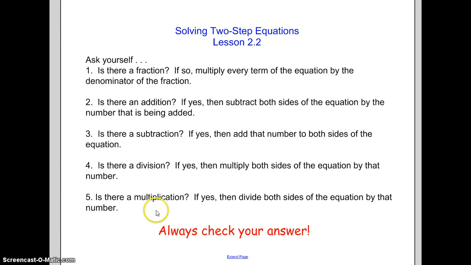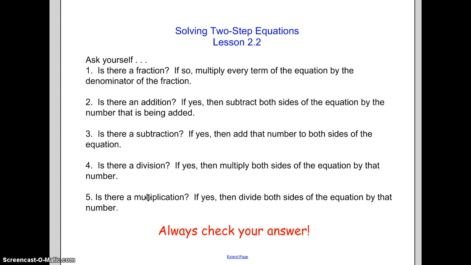Lesson 2.2, Solving Two-Step Equations. You will need to write down all of these notes into your math notebook. You may want to have a couple of colored pens or colored pencils as you take these notes as well.